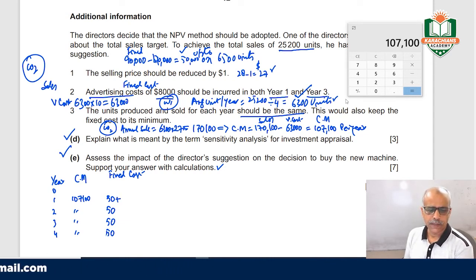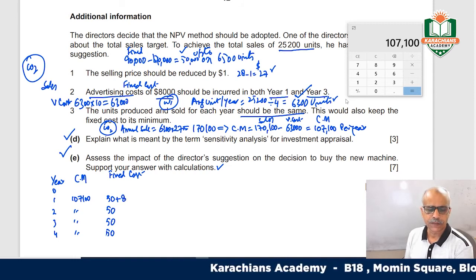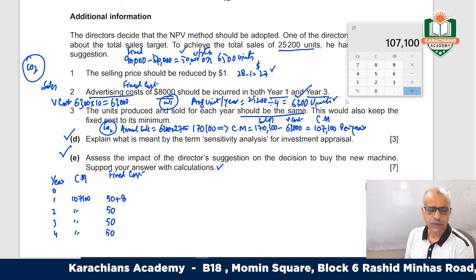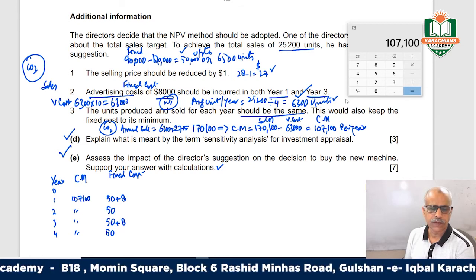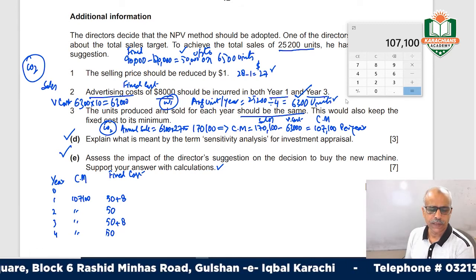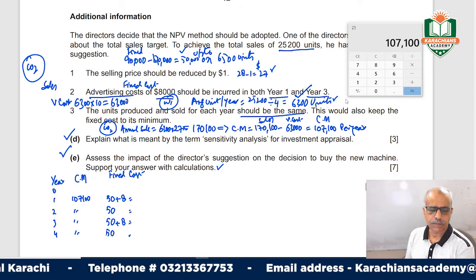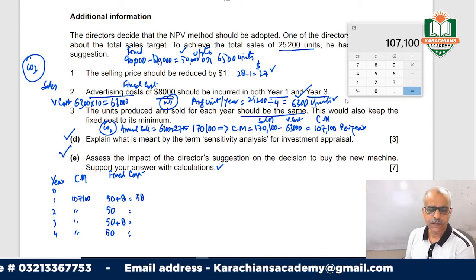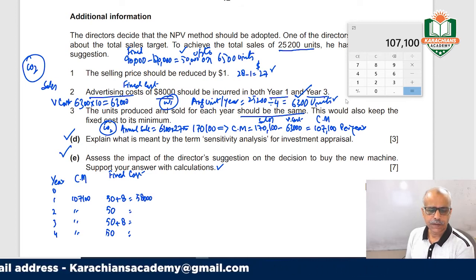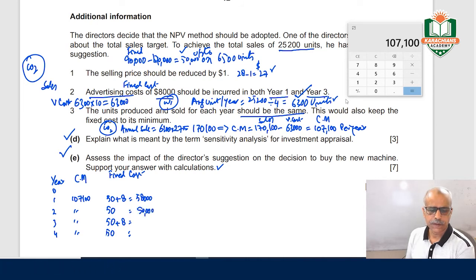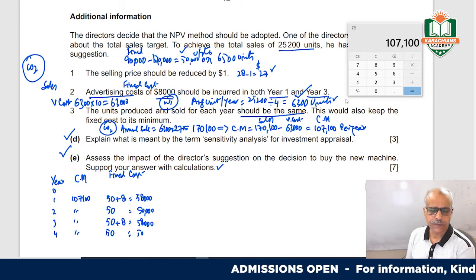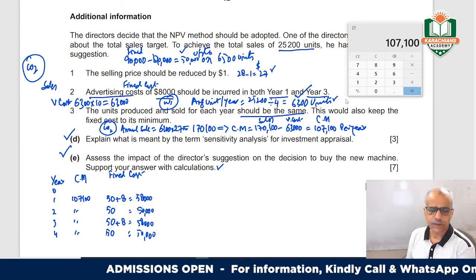But now you are incurring additional advertising cost in year 1 and 3, which is 8,000. So here you are again investing 8,000 in year 1 and 3. So your fixed cost is basically 58,000 in year 1, 50,000 in year 2, 58,000 in year 3 and 50,000 in year 4.